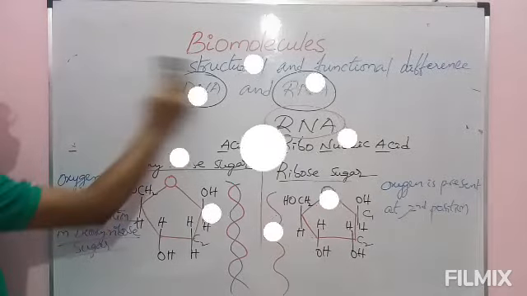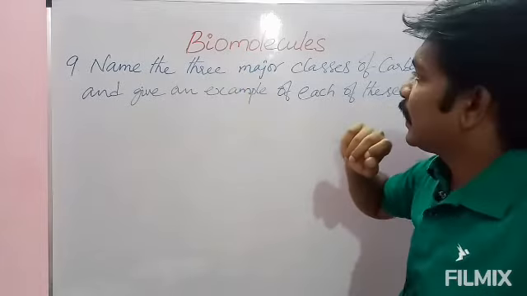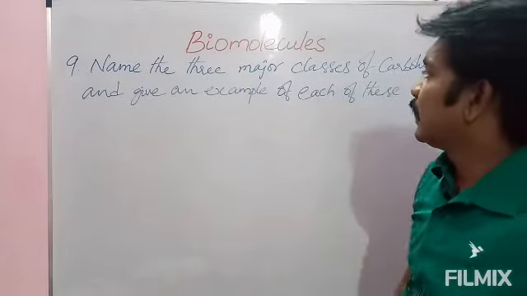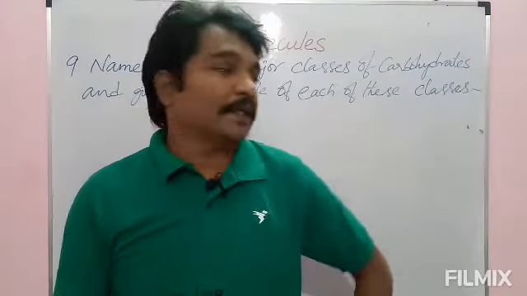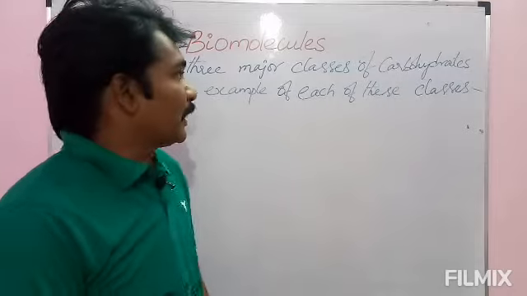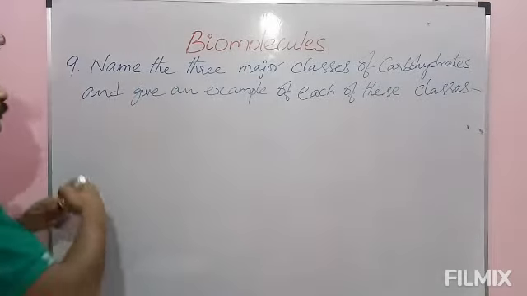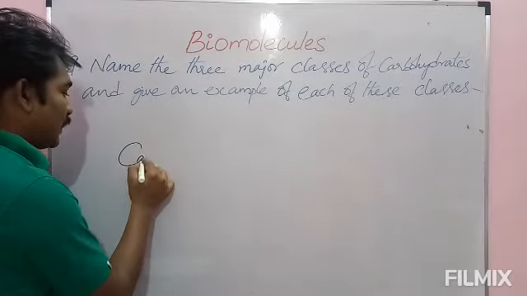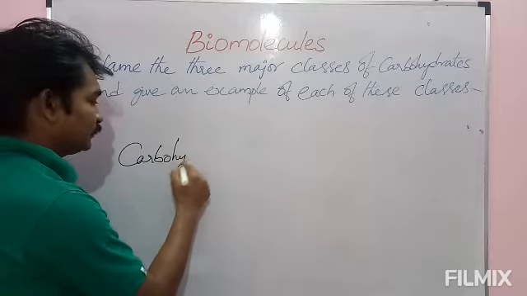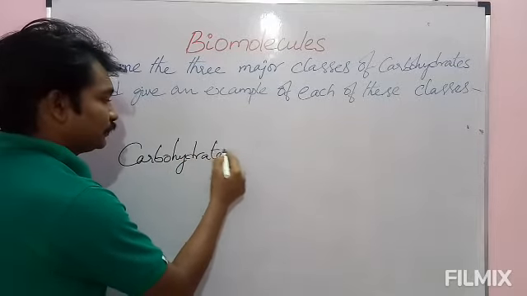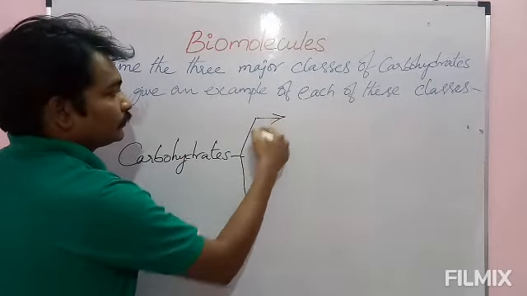Once you check the ninth one, name the three major classes of carbohydrates and give an example of each of these classes. They are asking how many major classes of carbohydrates there are, and they are asking for examples. Let us check. Carbohydrates are majorly classified into three categories. What are they? I gave a clue. Monosaccharides.